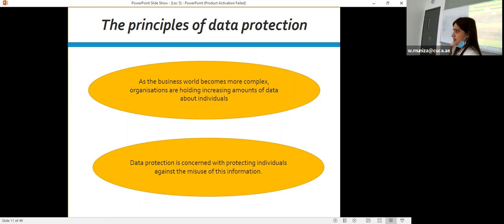In those policies, there are the policies regarding data protection as well, because they are going to use that big data in order to manage their organizations.